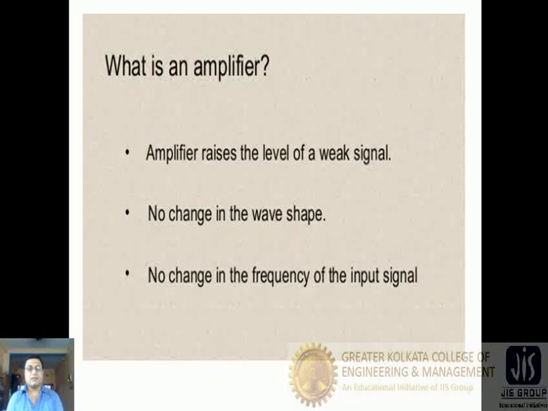Second, no change in the wave shape. That means the wave of the signal remains the same. No change in the frequency of the input signal. That means whatever the frequency of the input signal is, it is the same as the frequency of the output signal. The input signal frequency and the output signal frequency are the same.